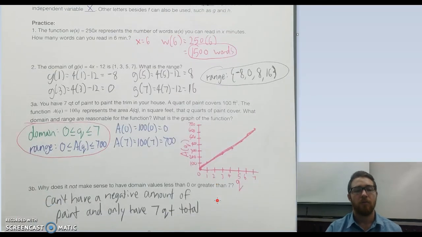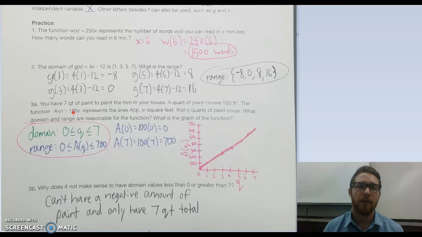So the last question here comes in 2 parts. We have 7 quarts of paint to paint the trim of my house. A quart of paint covers 100 square feet, and the function A of q equals 100q represents the area, A of q, in square feet, that we cover using q quarts of paint. So what domain and range are reasonable for the function? Again, when we think of real-life examples, they have to be reasonable. And we also want to graph that function. So graphing is basically the same rule like we've done before.